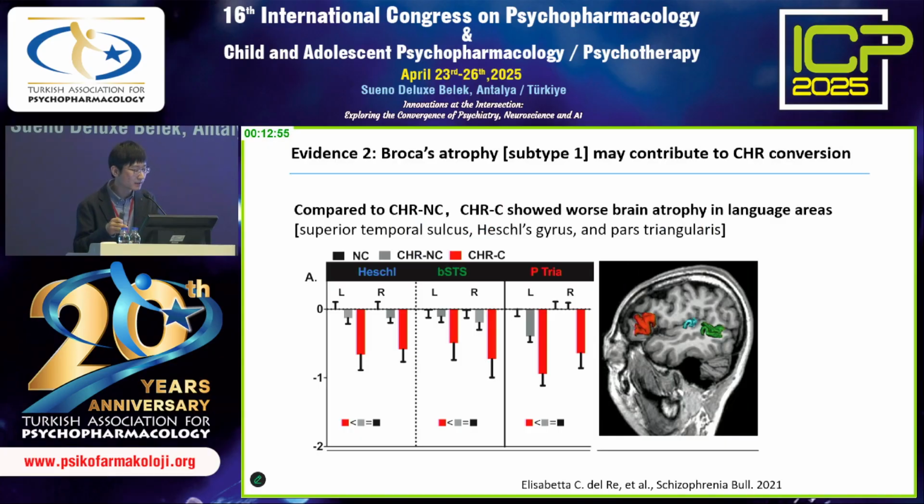The second evidence is another prior study published in Schizophrenia Bulletin in 2021. They found Broca's atrophy may contribute to clinical high-risk conversion to psychosis. Compared with clinical high-risk patients who did not convert, those who converted had worse brain atrophy in language areas such as the superior temporal and inferior frontal regions.